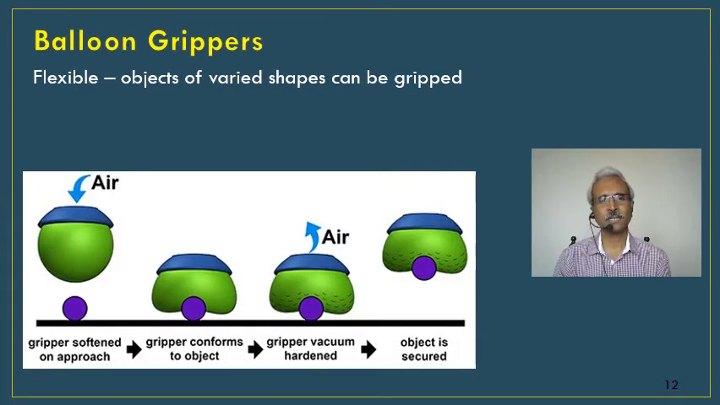So this is another interesting thing, a flexible balloon gripper. It's flexible. Again, just like in the case of magnetic grippers, where we had the flexibility of handling different shapes and sizes, this balloon gripper also works on a vacuum principle, where it can lift objects of different shapes.